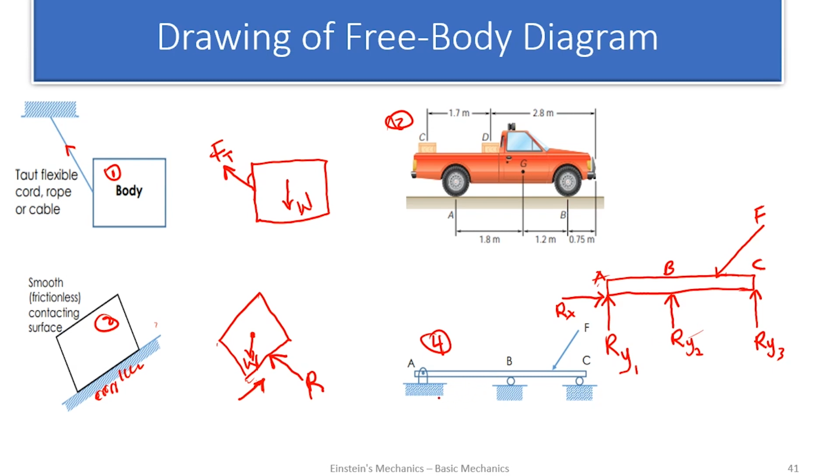And if there were dimensions given, we would have indicated the dimensions to help us calculate the relevant moment. Are we good? So free body diagram means detaching the body from its surface, from its support, and indicating the reactions. It's very simple.